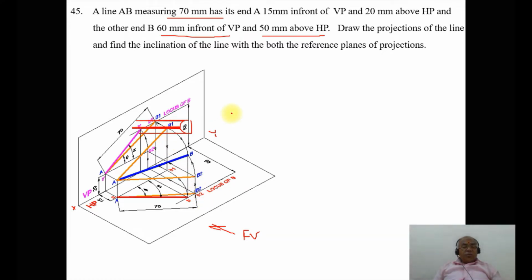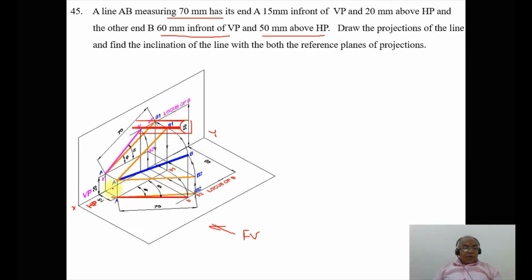Now we want to find out the apparent lengths. Since we know this is the true length in the front view, obviously that line should be parallel to XY in the top view. So where am I going to get the line parallel to XY? I am going to get it in the top view, because the top view is perpendicular to the horizontal plane.